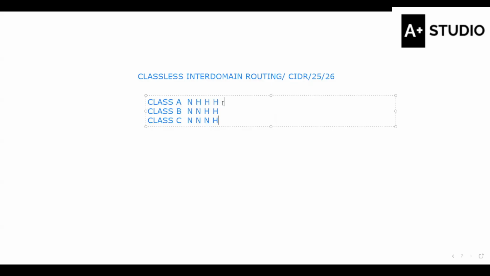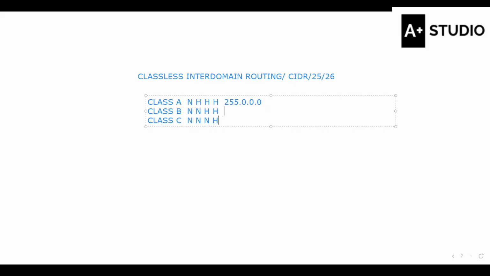So with this, we can tell that the broadcast ID for this Class A network is 255 for the network part, which means the rest becomes 0, then 0, then 0. So when Class A wants to broadcast a message to everybody, this is the broadcast address it uses.